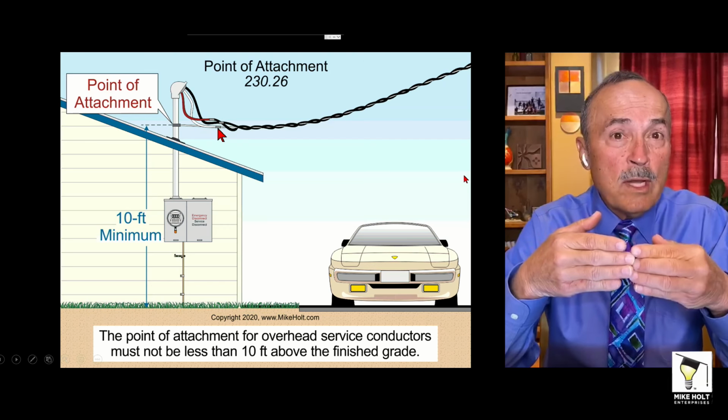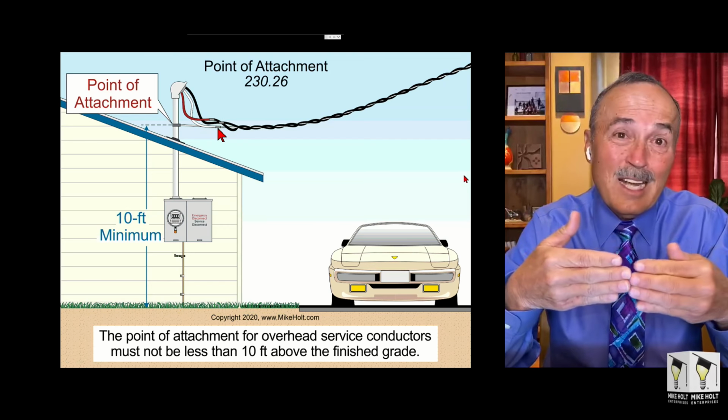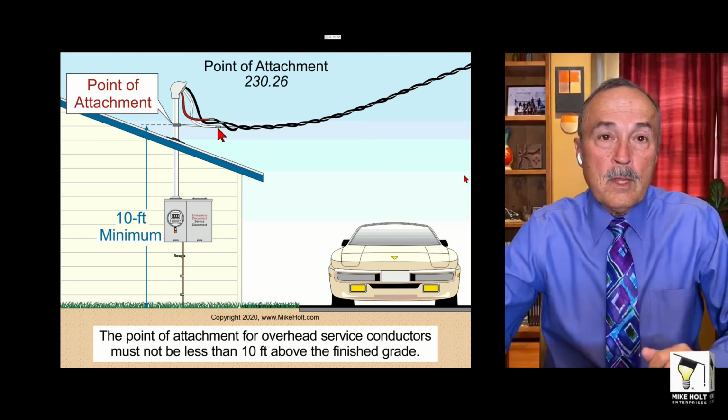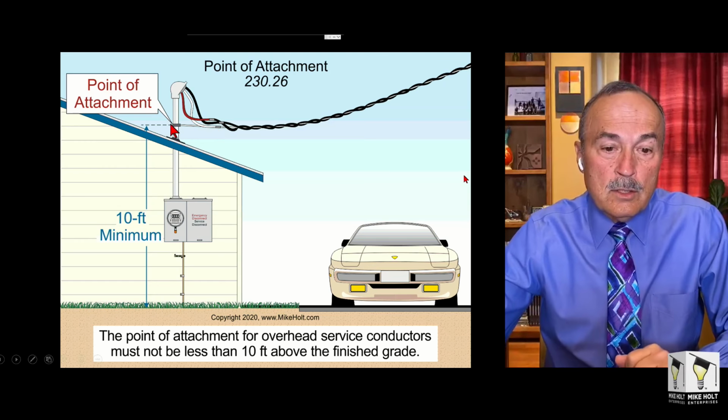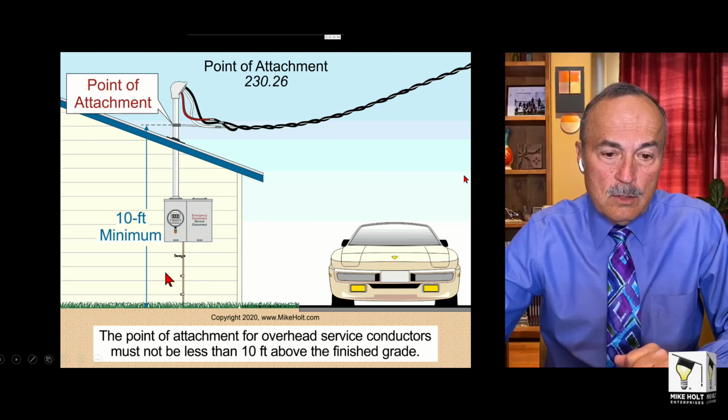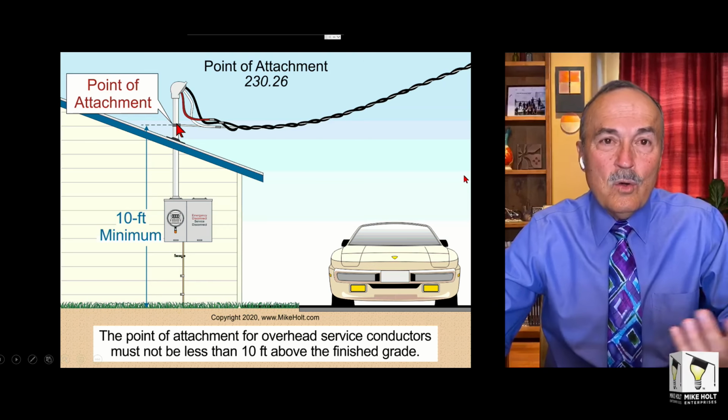By the way, service point is where the utility ends and where you begin. It's not that complicated. That's your service point. Wire to wire. So then you have a point of attachment. So the thing is though, who's putting in the point?